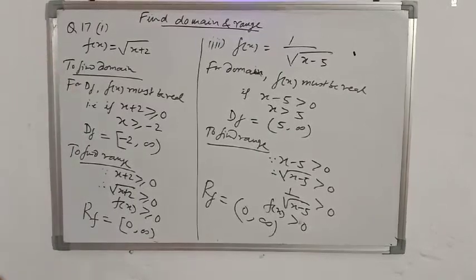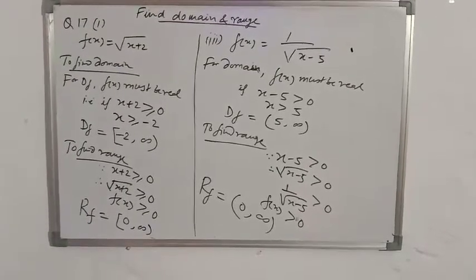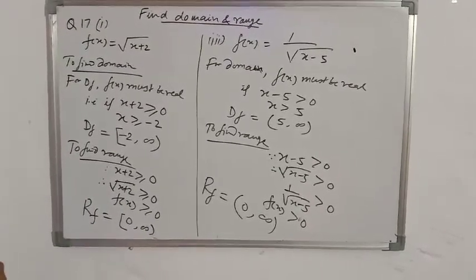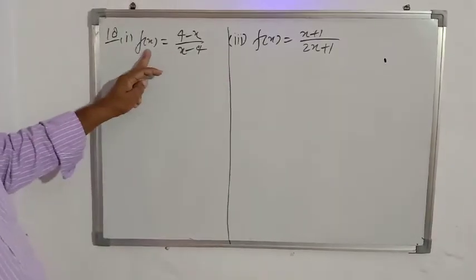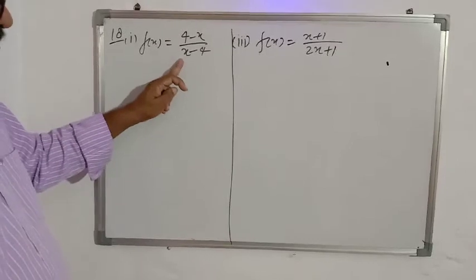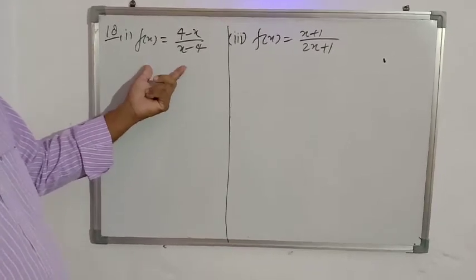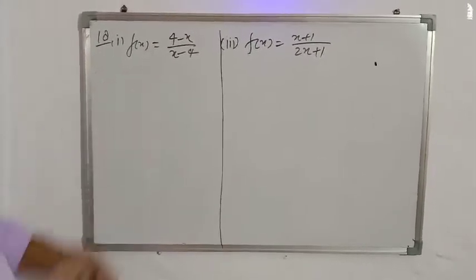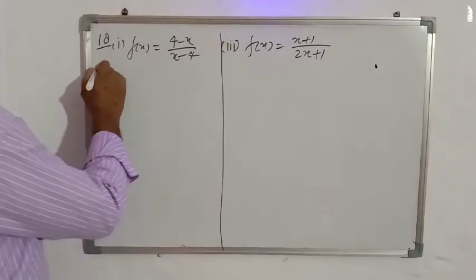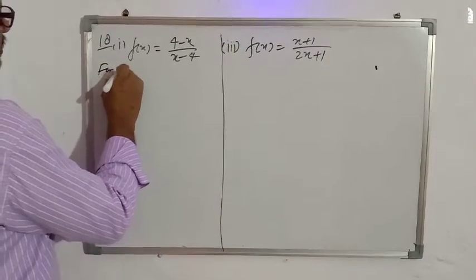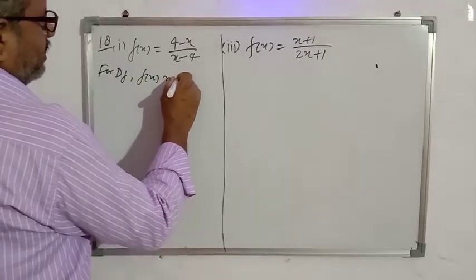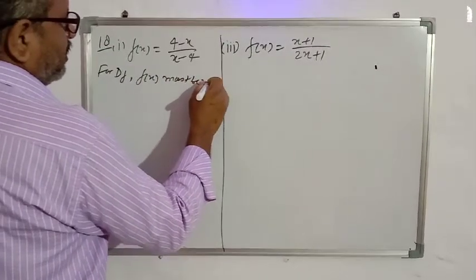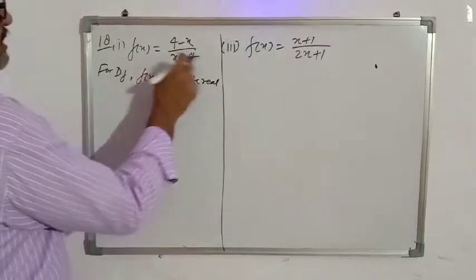So that was question number 17, first part and third part. Now we will see question number 18, first and third. In 18 first part, f(x) is 4 minus x upon x minus 4. Again we have to find the domain and range of this function. So we know that for the domain, f(x) must be a real number.